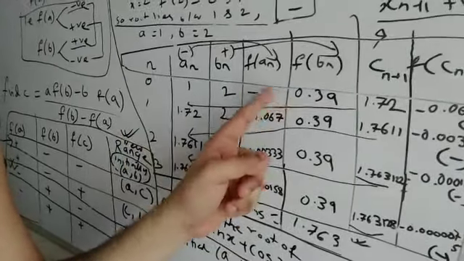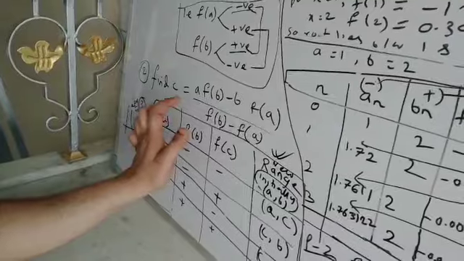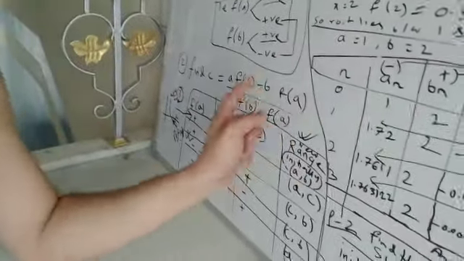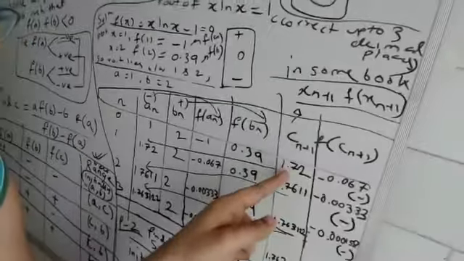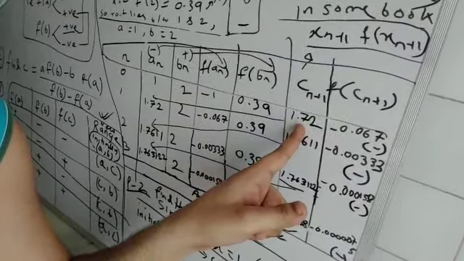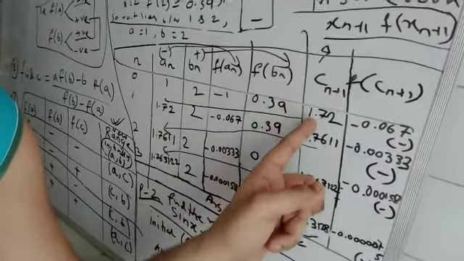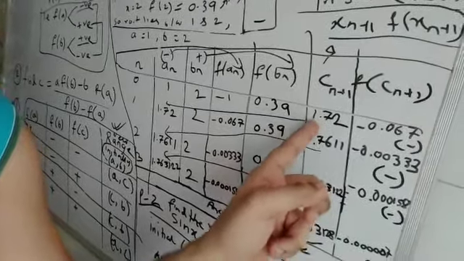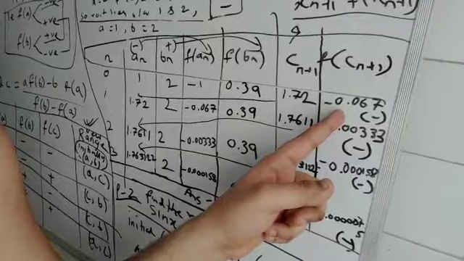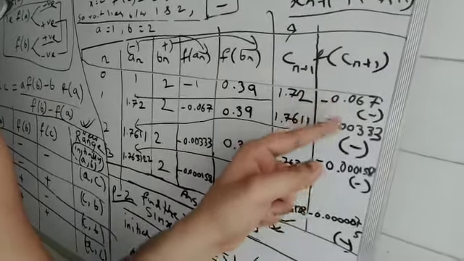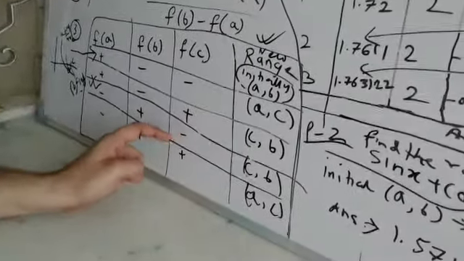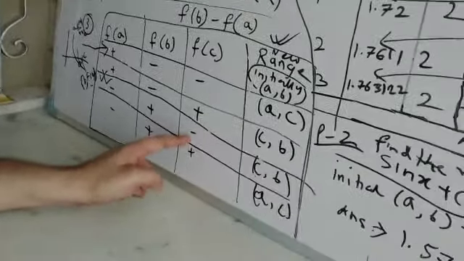Then next you need to determine the value of c. You find c with the help of this equation. Put the value of a from here, f(b) from here, b from here, f(a) from here, and likewise. In this way, we find the value of c. It is 1.72. Now we need to check the function value at this point. This is minus 0.067, so it is negative. Now your f(c) is negative. This means we are standing here, the third row of this table.